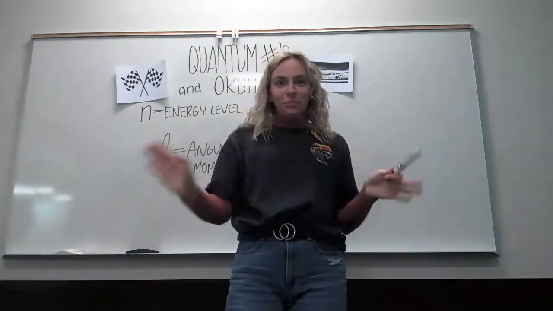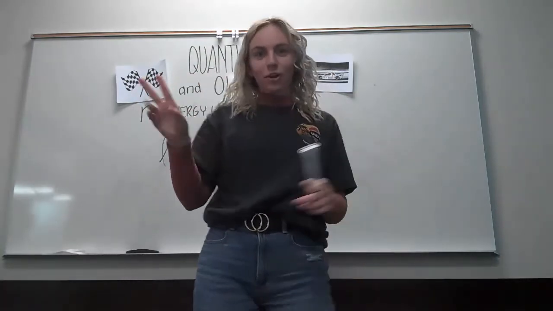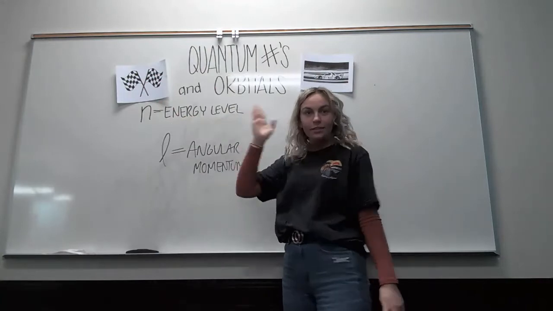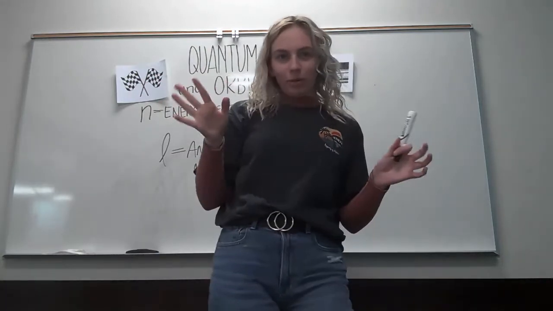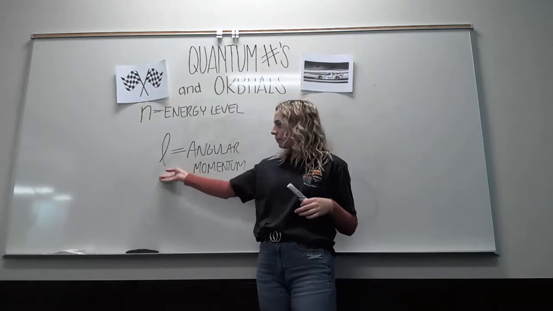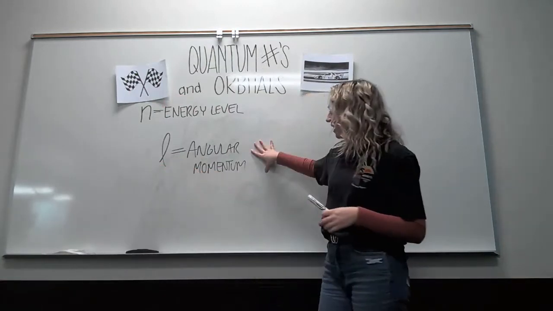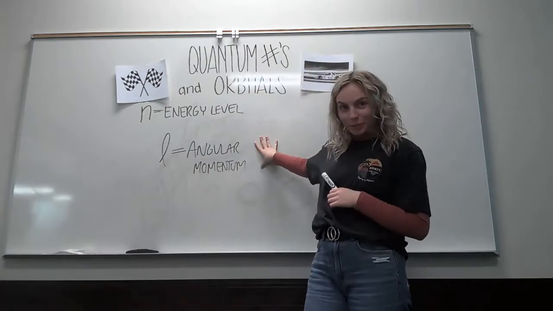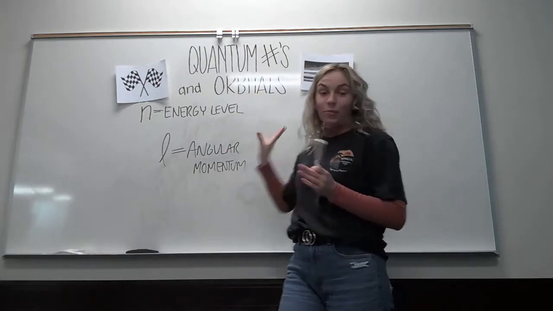Okay, so now we are going to move on to the second quantum number. On the corner, you can see right here, we've got n equals energy level. So that is the first quantum number. And the second quantum number we're talking about is L. L is the second quantum number, and it describes the angular momentum.